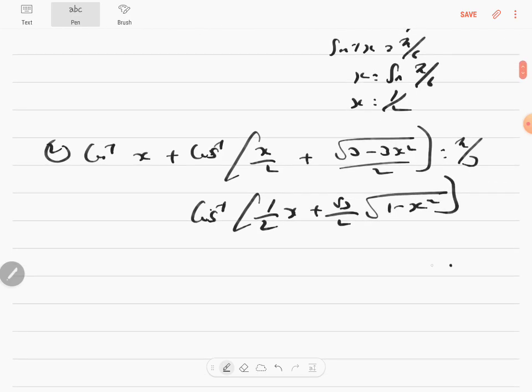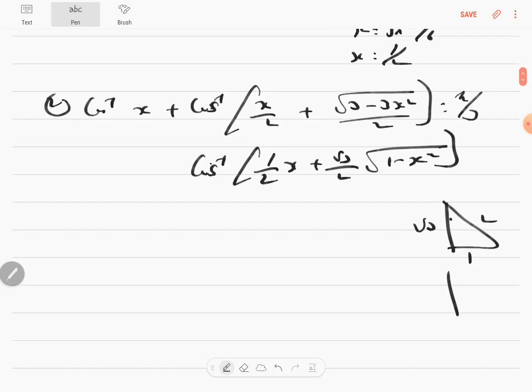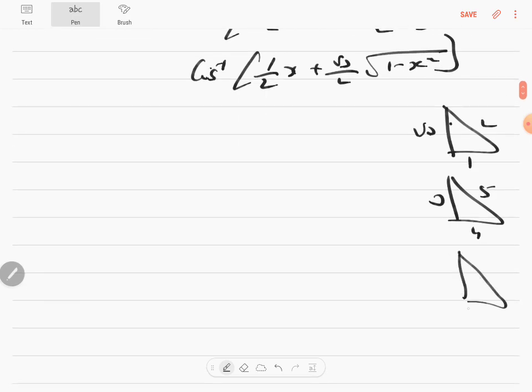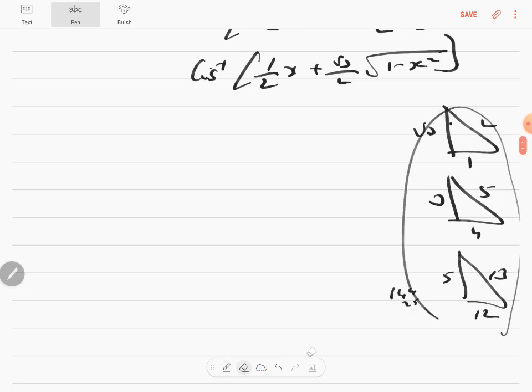Okay, so as soon as you see a root 3, 1 to root 3 is a triplet. Similarly, as soon as you see a 4 and a 3 or 5, this will be a triplet. A combination of this will be a triplet. Similarly, 5 and 12 is 144 plus 25, and 13. This will be a triplet. These are the triplets that you can readily think of.